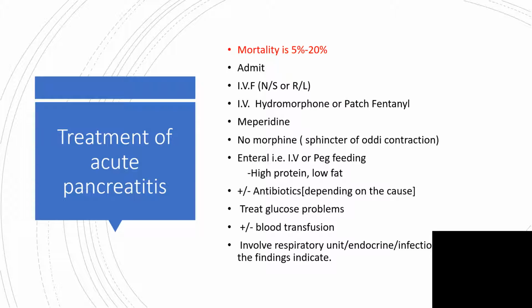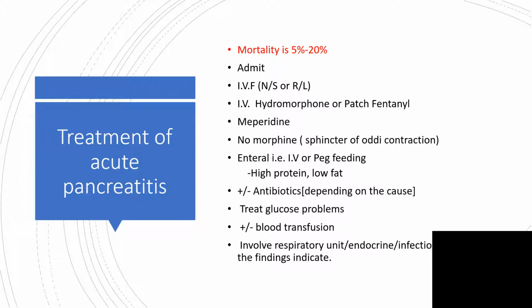We could give hydromorphone or fentanyl patch. Meperidine is okay. All those ones will undo the pain, but no morphine. Why? Morphine could worsen the pain by causing contraction of the sphincter of Oddi, the ampulla of Vater. Then enteral feeding, like using PEG and feeding the individual with high protein and low fat, would be great.